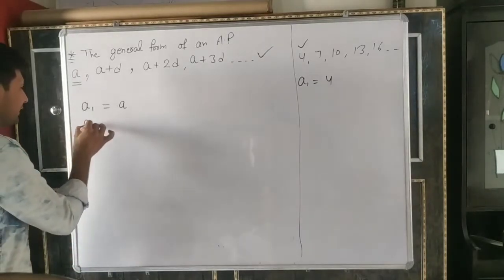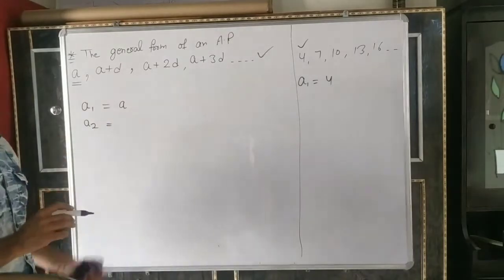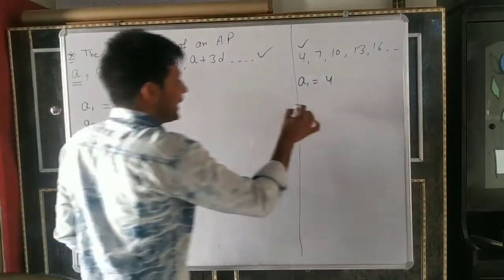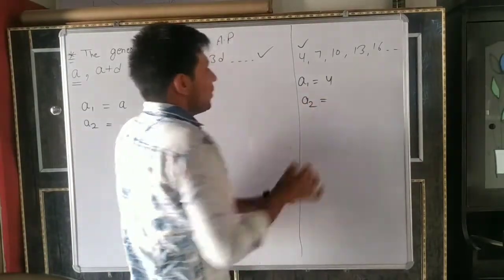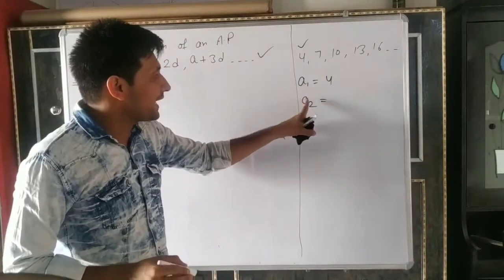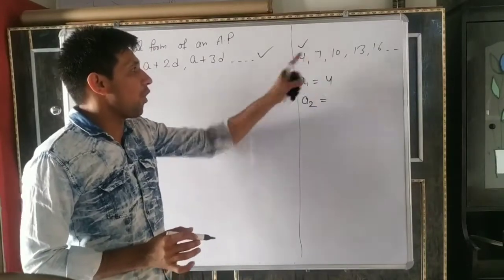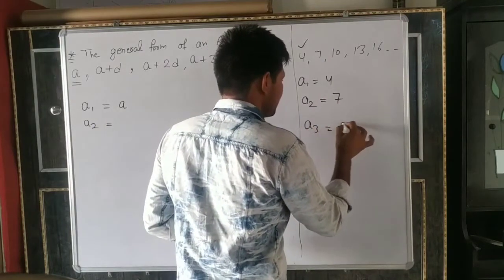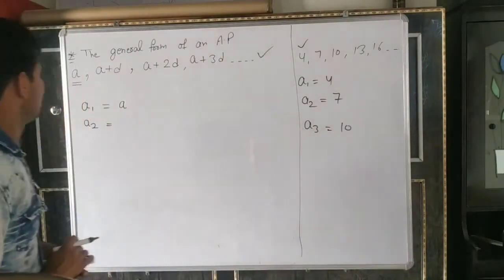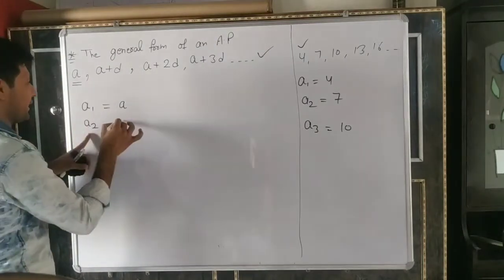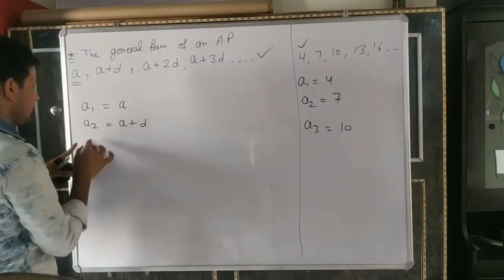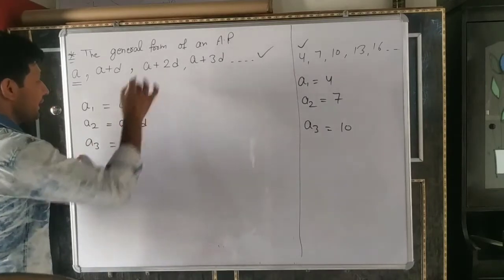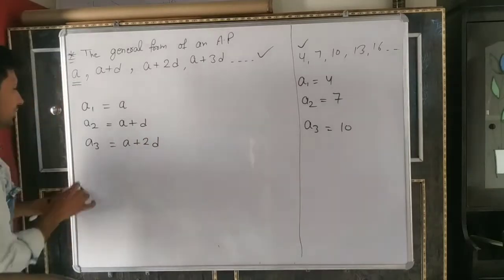A2, if I write A2, it means the second term. So what term is at the second position? A2 means the second term of the AP. So 7. A3, 10. Understand? But dear, in A2, what is the second term here? A plus D. And A3 is equal to A plus 2D.